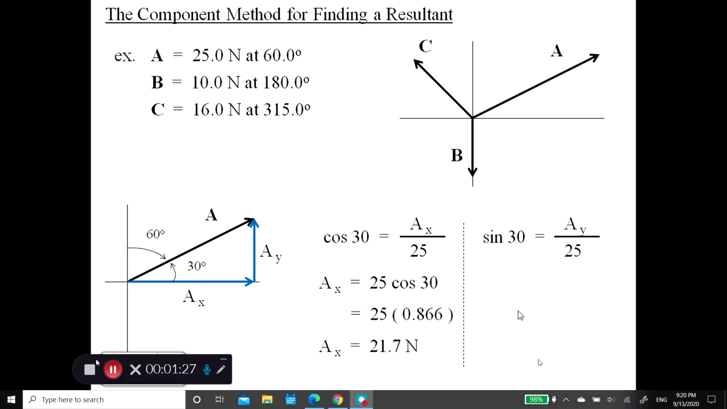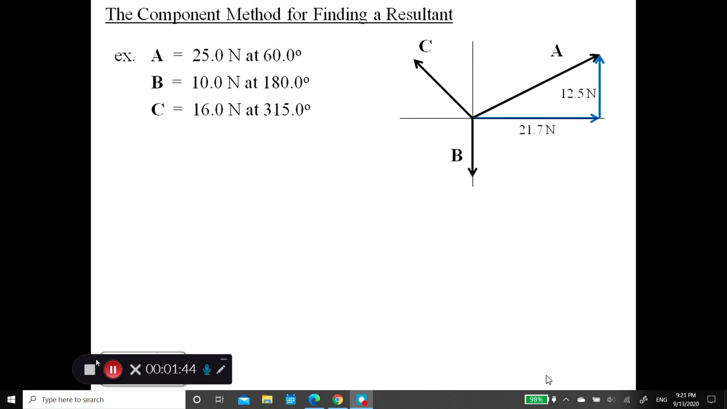Now doing the same thing for a sub y, which is the opposite side, we're going to use a sine function. Sine of 30 is a sub y over 25. Multiply 25 over, and a sub y turns out to be 12.5 newtons. That's vector A, and I put it in my diagram up there. Now let's deal with vector B.